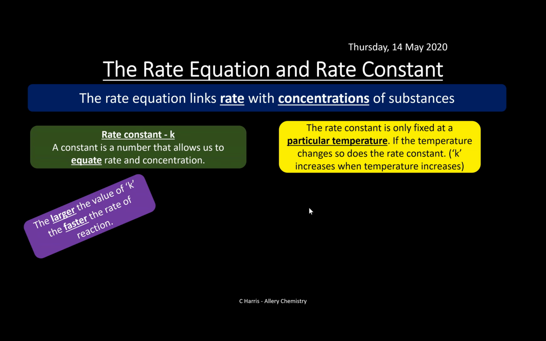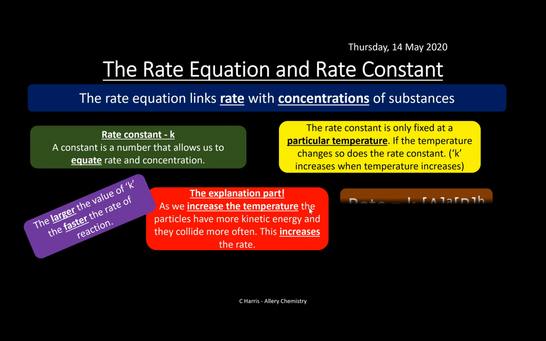That kind of makes sense, because if we increase the temperature, the value of K increases, and if the value of K increases, that means the reaction rate has got to be faster, because the particles have more kinetic energy, and so they've got a higher chance of successful collisions. So the explanation, why does this happen? If we increase the temperature, the particles have more kinetic energy, as I said, and this means they collide more often, so therefore the rate increases.